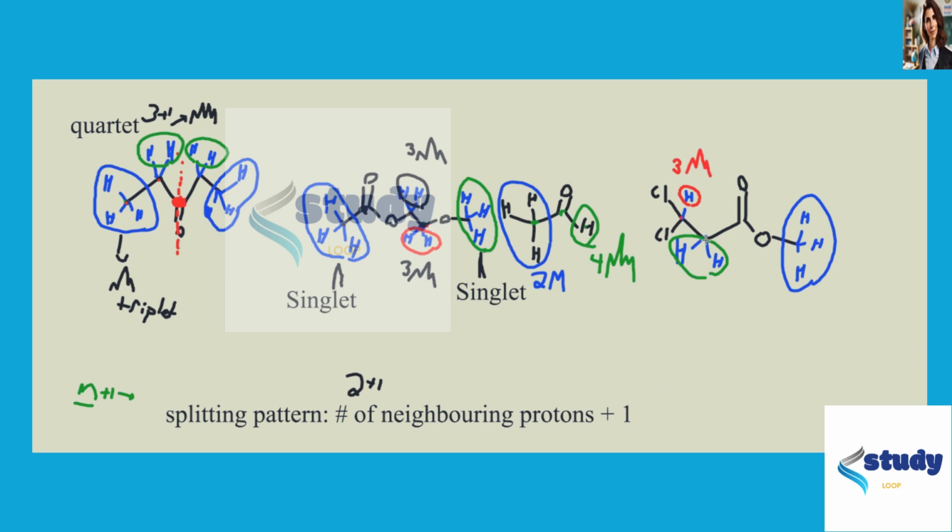Now these green protons are bound to the central carbon atom that's neighboring this carbon atom that has 0 protons attached to it, but it's also neighboring this carbon atom that has 1 proton attached to it. So in total, we have 1 neighboring proton. So 1 plus 1 equals 2. So these 2 protons would be represented by a doublet in our NMR spectra. And now if we look at these terminal protons here, we have 3 protons attached to this carbon. This carbon is directly bound to an oxygen, and this oxygen has 0 neighboring protons attached to it, so we have 0 plus 1. So these 3 protons will be represented by a singlet in our NMR spectra.